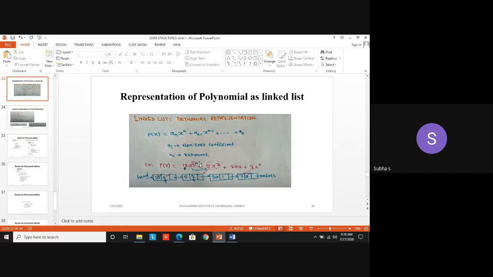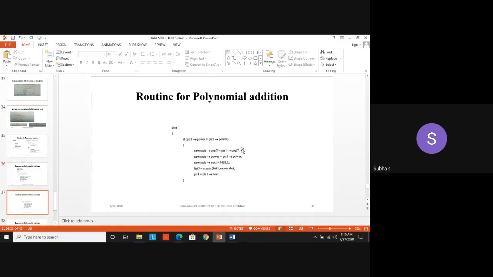So 4 into 10, 40x cube; your power 4 will become 3. Then 5x square, 5 into 2, 10x power 1, which you can mention as 10x. 20x power 1 is already there, and this 1 will become 0. Anything power 0 is 1, so 1 into 20, 20. So your answer is 40x cube plus 10x plus 20. That is differentiation. That also we will see in the last class.